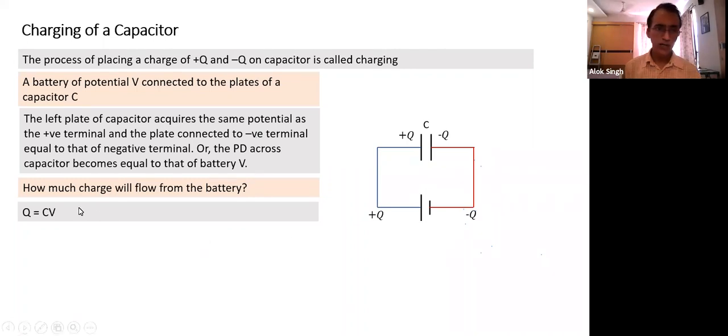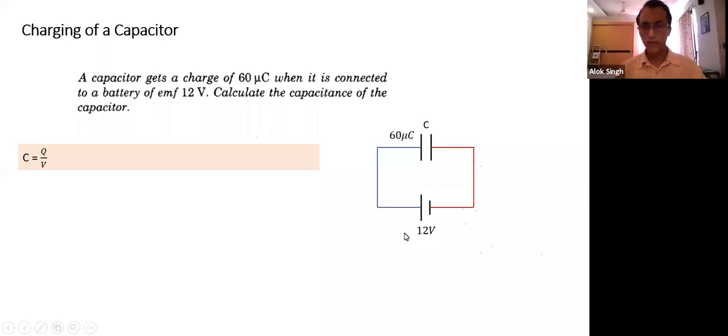What is V here? How much charge will flow? The charge flow is a combination of the capacitance of the capacitor and V, the voltage of the battery. What does it mean? If I connect it to a 1 volt battery, some amount of charge will flow. Suppose I connect the same capacitor to a 2 volt battery. The charge which has flown would have been twice. Does it make sense?